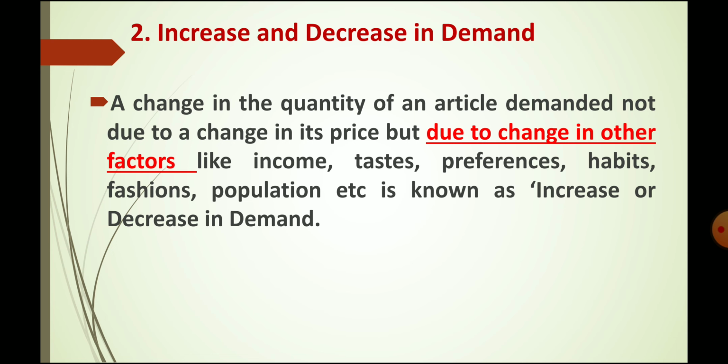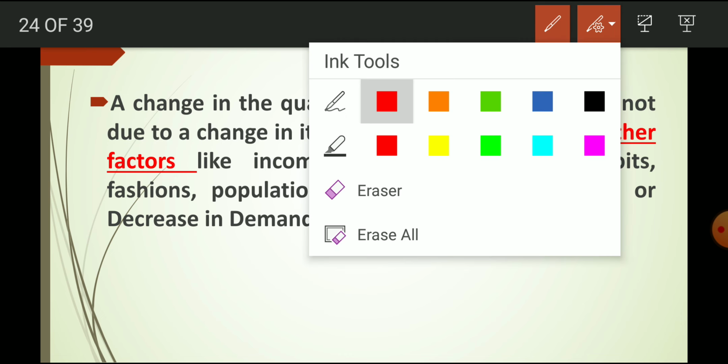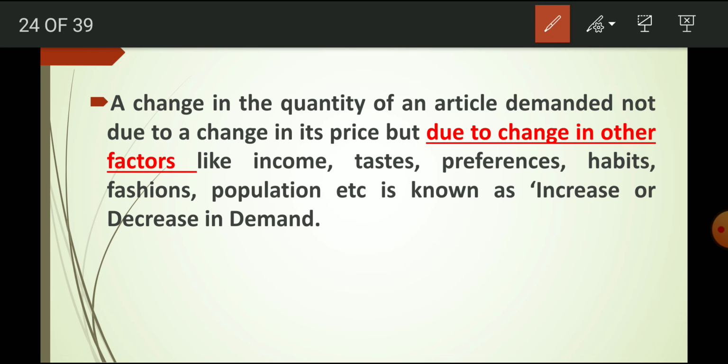So second type, increase and decrease in demand. So you have to just keep in mind, extension and contraction thai, due to only change in price, other factors remain constant. But here is, you have to keep in mind, that is a change in quantity of the article. Article means product demanded, not due to change in price, but due to change in other factors. Price kevi revi joye, constant.